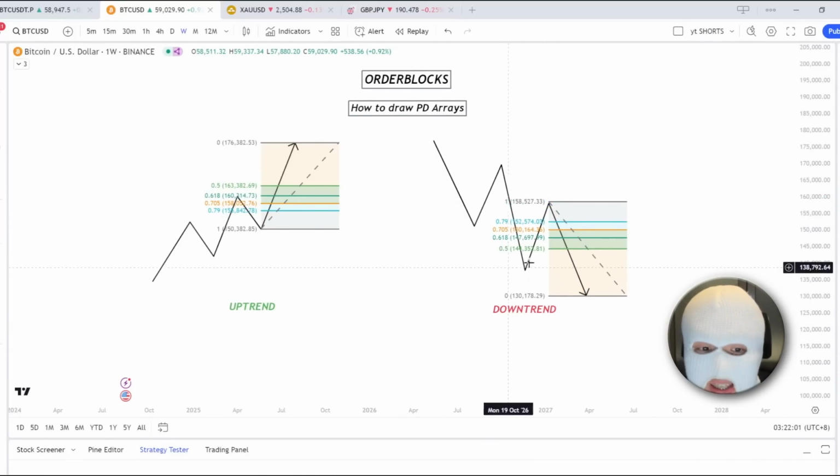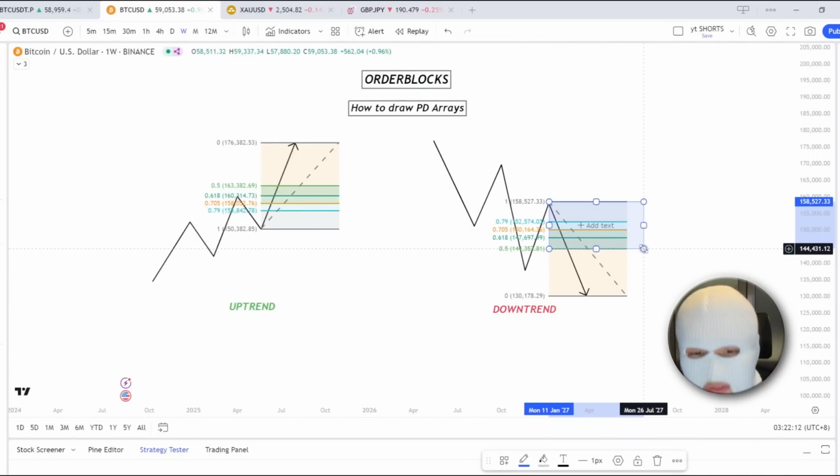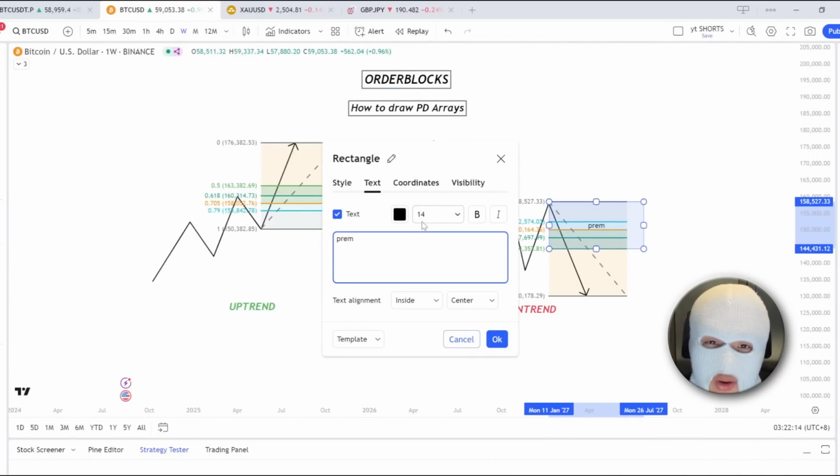The 50% over here is your equilibrium. Any point of interest above the 50% level over here is your premium array where you will look to sell from. This is where you'll find your bearish order block, bearish fair value gap, bearish breaker block, etc.